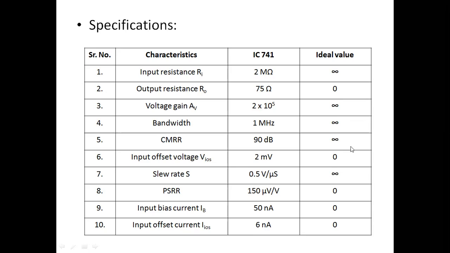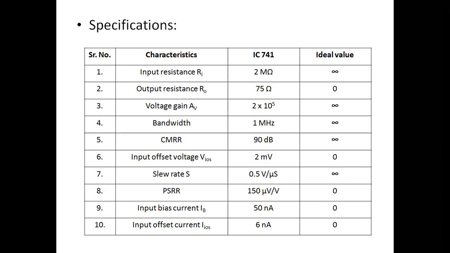We are saying it will have infinite CMRR, infinite slew rate, and 0 PSRR. We are saying offset voltage 0, but practically that is not possible; there will be some value. So we have given here the specification for the IC741.